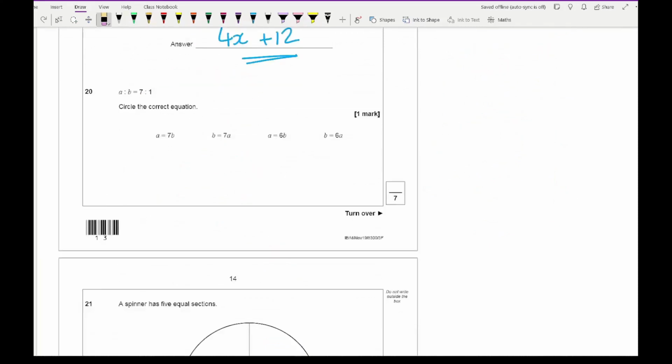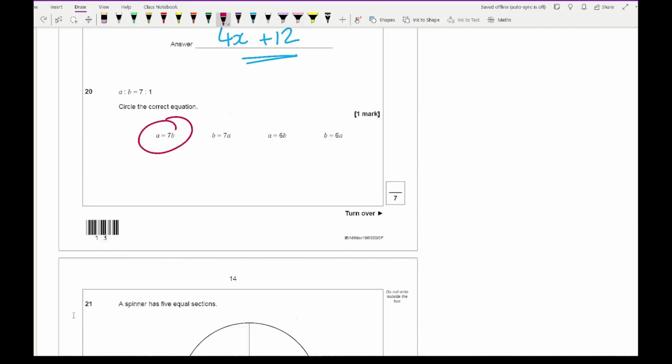Now looking at question 20, it says a to b is 7 to 1. Circle the correct equation. So for this one, what we need to do is recognize that it is the first one. I'm not going to go through the answers because unfortunately it is the first one. Because obviously we need 7 lots of b for it to be the same as a is 7 times bigger than b.